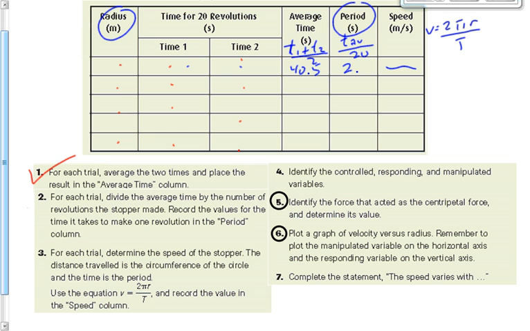Okay, this one. Find the period. Well, we've already done that in our table. Find the speed. We've already done that in our table. Identify the controlled, responding, and manipulated variables. We've already done that way back at the beginning of our lab. The only questions that we need to do separately that we haven't already done as part of our normal write-up are questions 5 and 6. Identify the force that acts as a centripetal force. Determine its value. You're going to think about that as you're doing the activity.